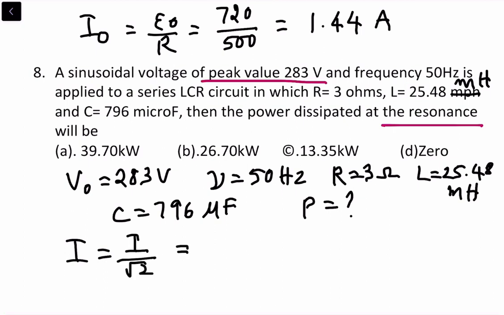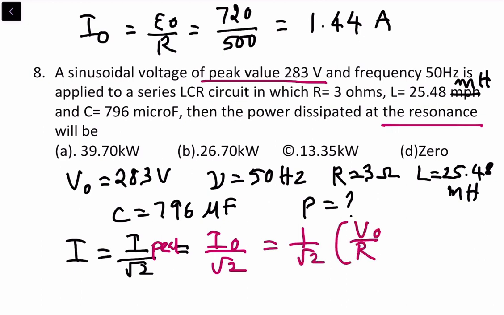I is equal to I peak value, or we will also take it as I naught by root 2, that is equal to 1 by root 2, but I naught is equal to V naught by R, that is 1 by root 2. V naught means 283, R value is 3. So this is first we are calculating the value of current now.